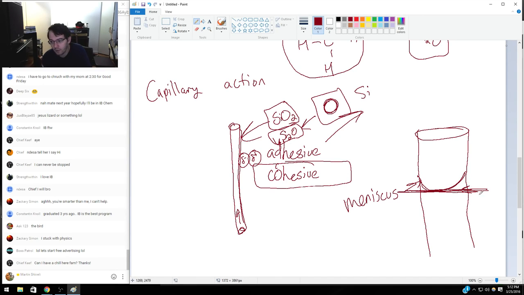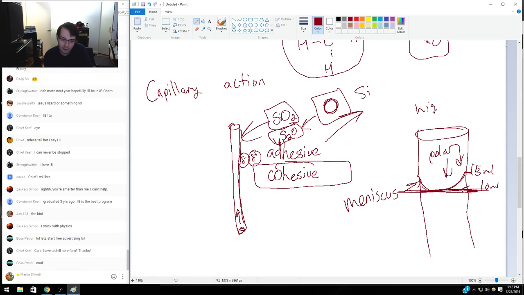That's the reading we take when we say it's 10 milliliters or 15 milliliters. This is 10 milliliters. You don't read at the top of the meniscus, you read at the bottom. And this is because it's a polar liquid with high intermolecular forces. So you get this attraction. It's trying to creep up. And that, again, has to do with the surface area.